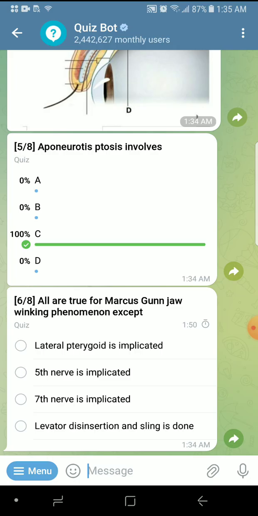When we move the jaw, that is the lateral pterygoids, the fifth nerve takes the impulse. Abnormal fifth nerve takes the impulse to LPS, causing winking of the eyelid due to LPS insertion. Means the fifth nerve takes the abnormal innervation from lateral pterygoids to LPS. The seventh nerve is not involved in this. Levator disinsertion and sling is done. That is true.